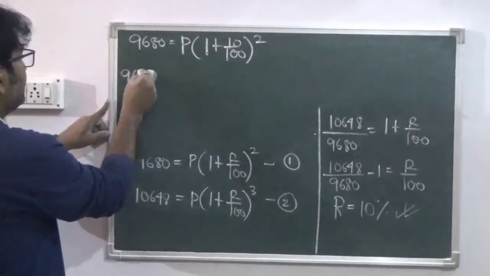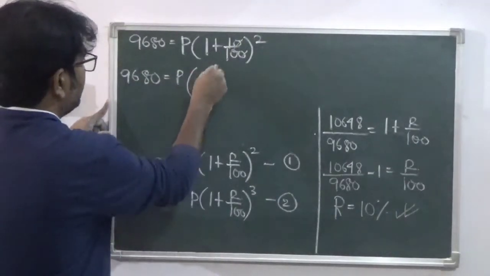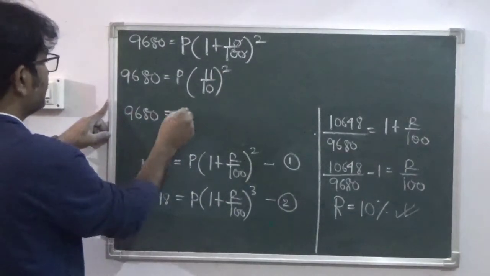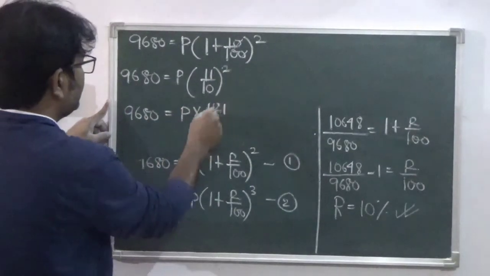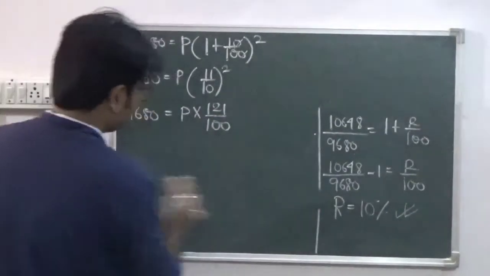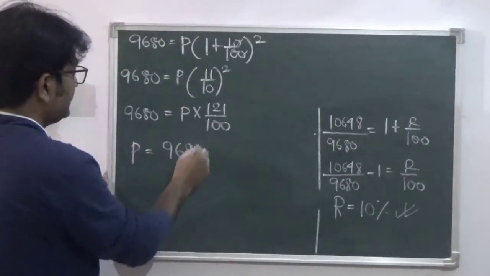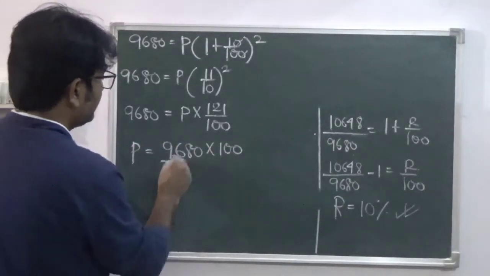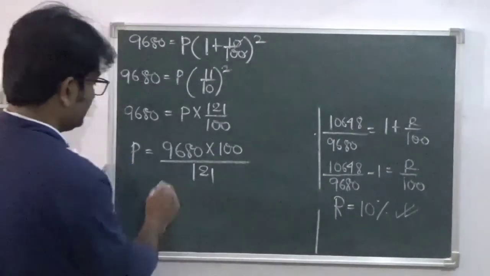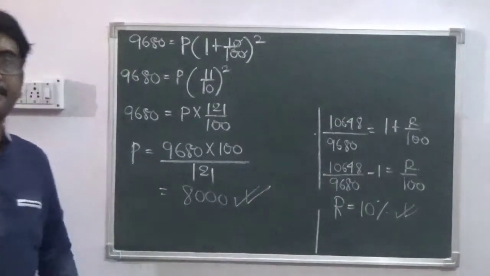So 9680 equals P into (11 by 10) squared, which is 9680 equals P into 121 by 100. Thereby P equals 9680 into 100 divided by 121, so it is 8,000. The sum or the principal comes to 8,000.